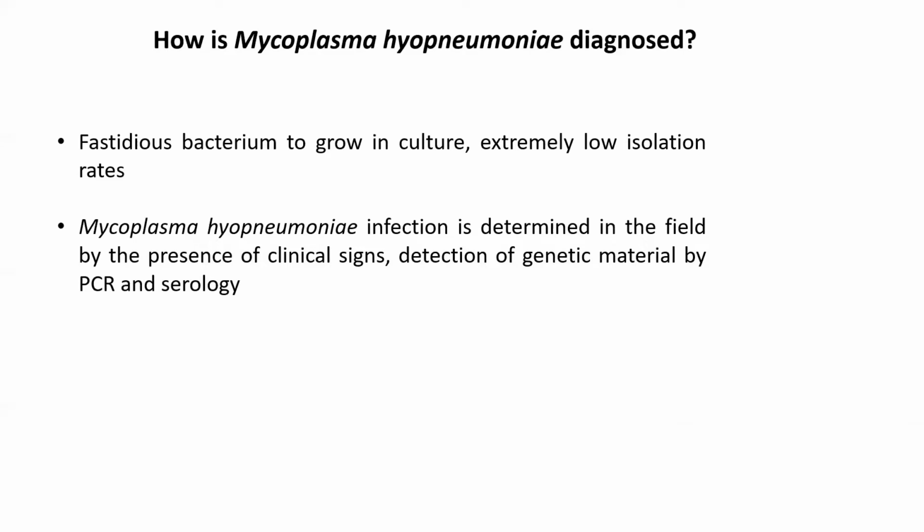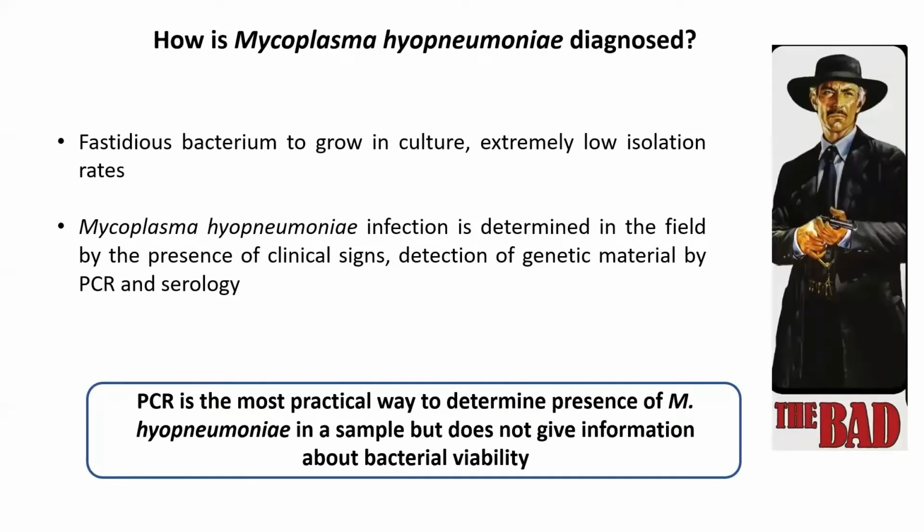Because of that, the infection is determined by the presence of clinical signs, the detection of genetic material by PCR, and serology. So this impossibility to use bacterial culture is the butt of the movie, as PCR is the most practical tool that we have in our hands to determine the presence of mycoplasma in a sample. And even if PCR is a great diagnostic tool, it's always good to keep in mind that it's just mere detection of genetic material. It does not give us any information about viability of the detected pathogen.